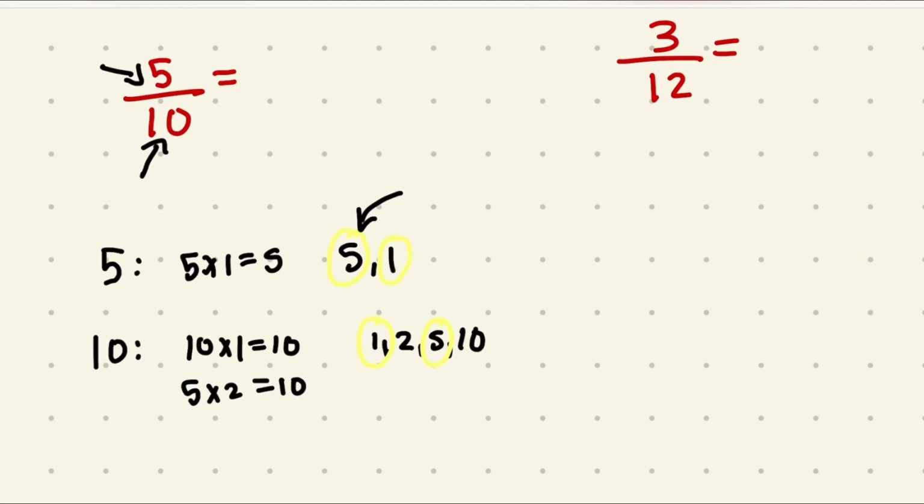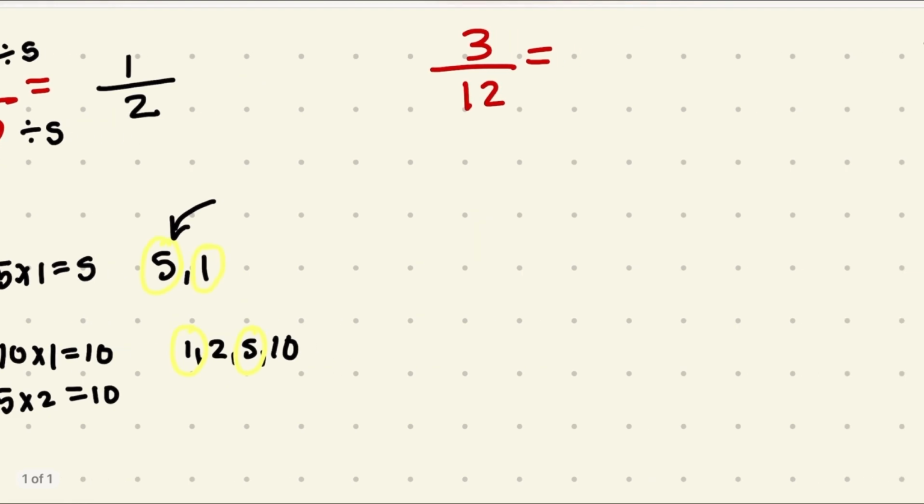Knowing that our greatest common factor is 5, now we're going to divide the top and bottom by 5. And remember, whatever you do to the top, you have to do to the bottom, and whatever you do to the bottom, you have to do to the top. So if you multiply the denominator by 1, by 2, by 3, by 4, you have to do the same to the top, and the same goes with division. So 5 divided by 5 is 1, and 10 divided by 5 is 2. So this would be our final answer.